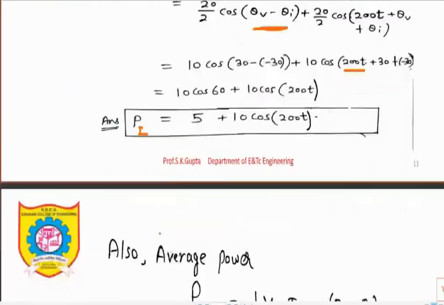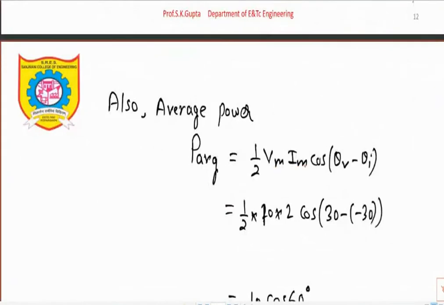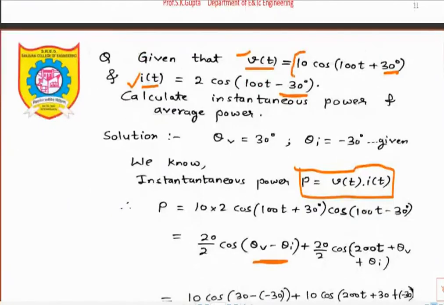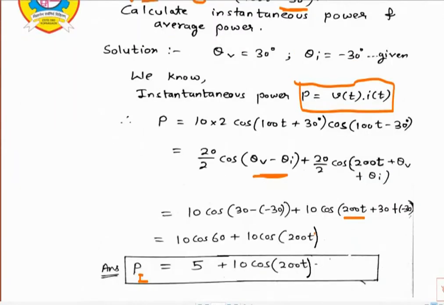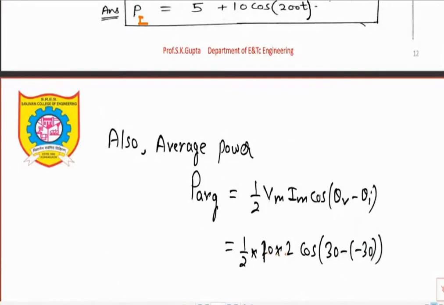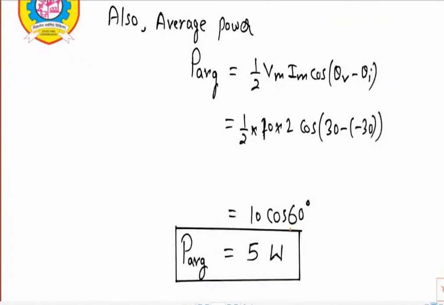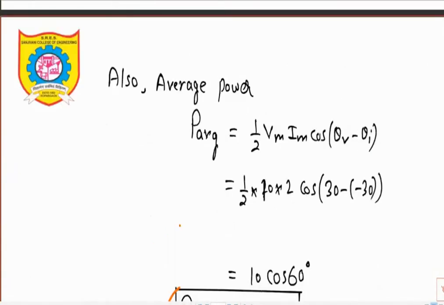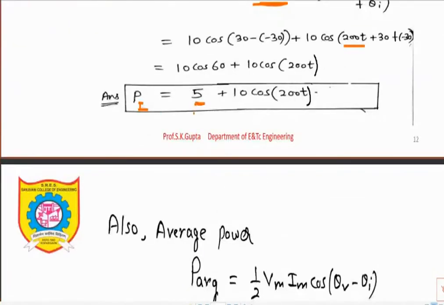Okay, next we will find out average power. Formula is 1 by 2 Vm Im cos of (theta V minus theta I). What is the value of Vm? Vm is over here, 10. What is the value of Im? Im is 2. And theta V is 30 degree, theta I is minus 30 degree. So just substitute in the average power formula: 1 by 2 into 10 into 2 cos of (30 minus minus 30). So that becomes cos 60. Cos 60 is 1 by 2. So the answer comes out as 5 watt. So average power is 5 watt. Anyway, in instantaneous power, the first term is nothing but the average power.